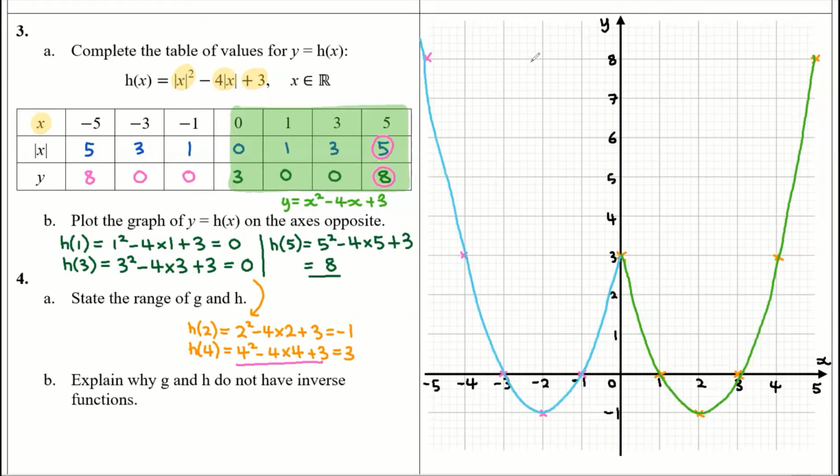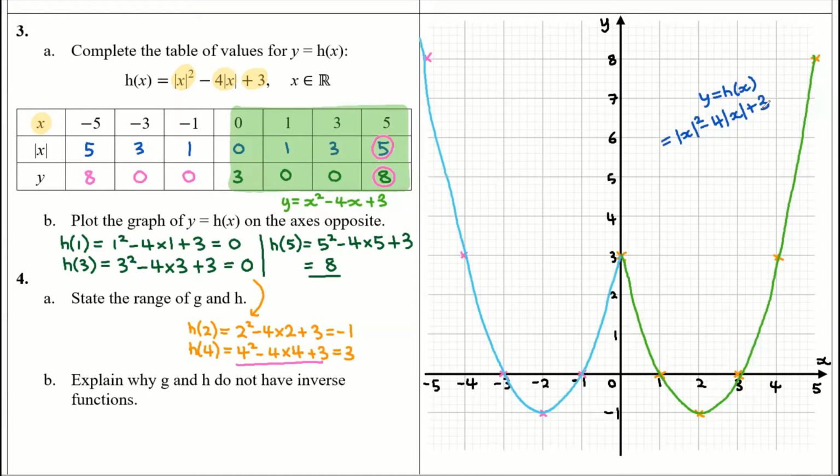So the whole graph, now this is the graph of h of x. So y is equal to h of x. And just to remind you, this is the modulus of x squared, subtract 4 multiplying the modulus of x, plus 3.